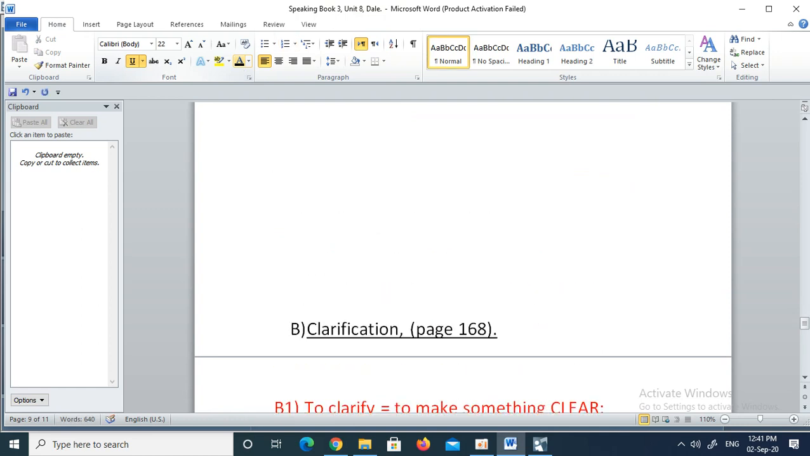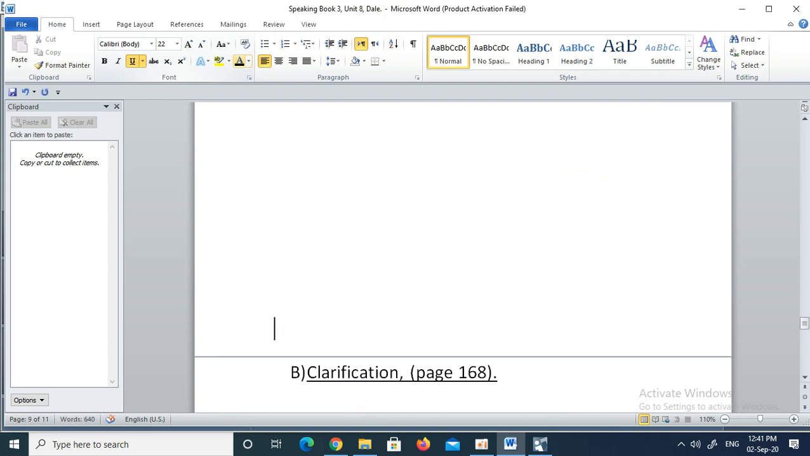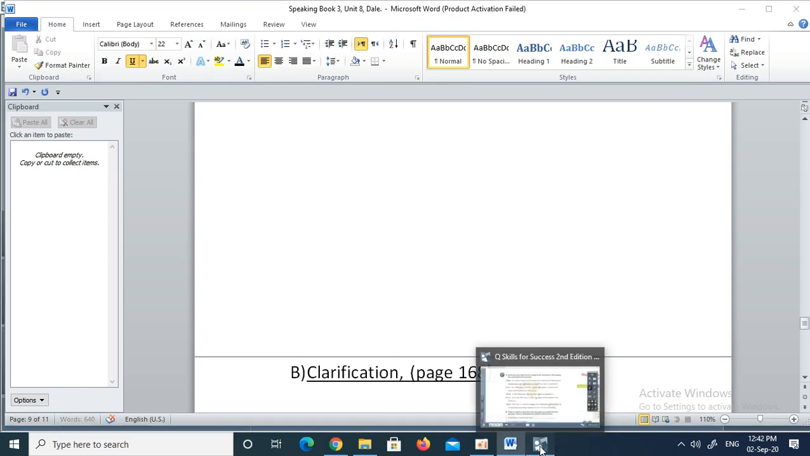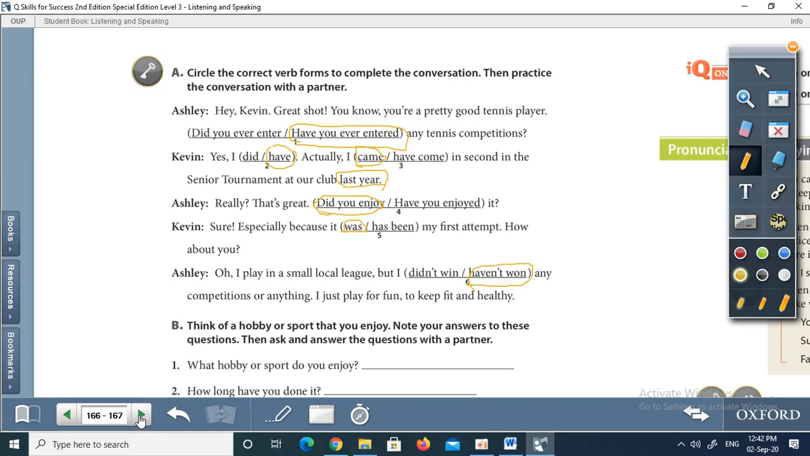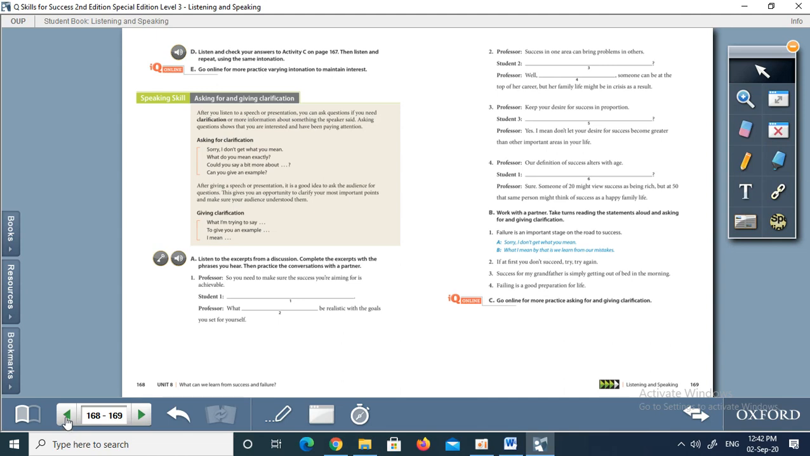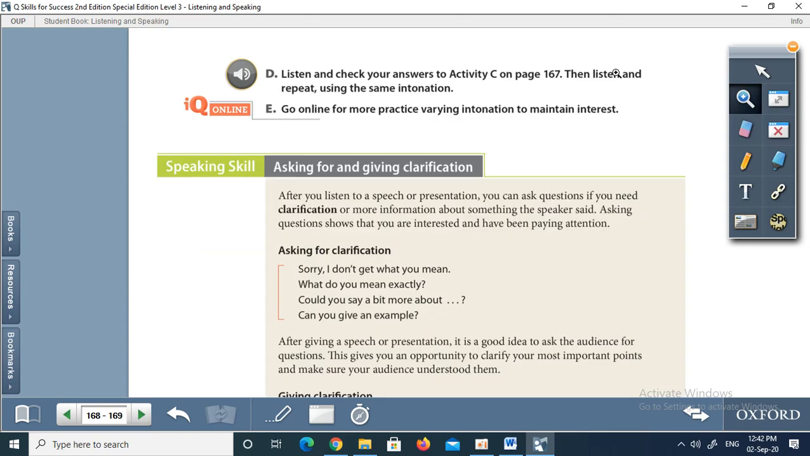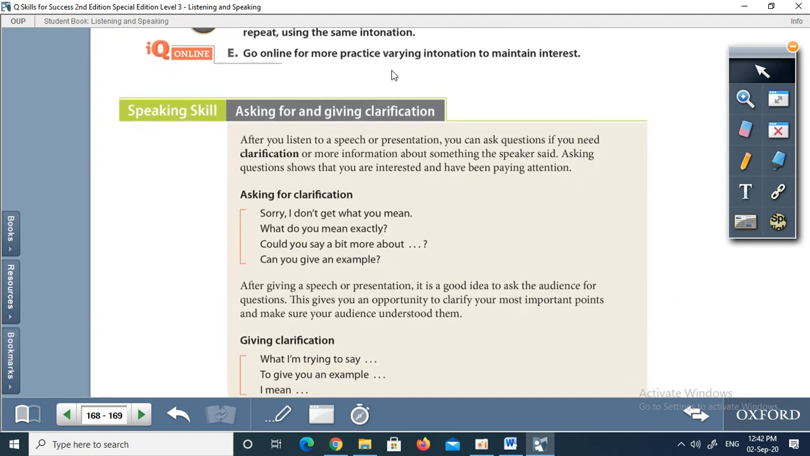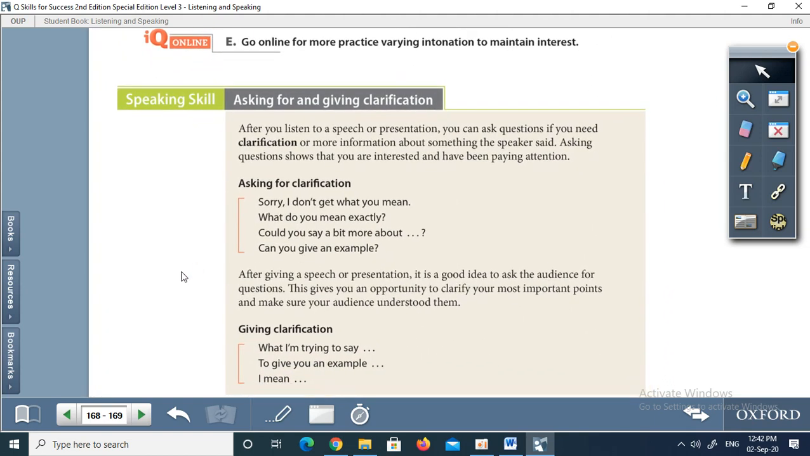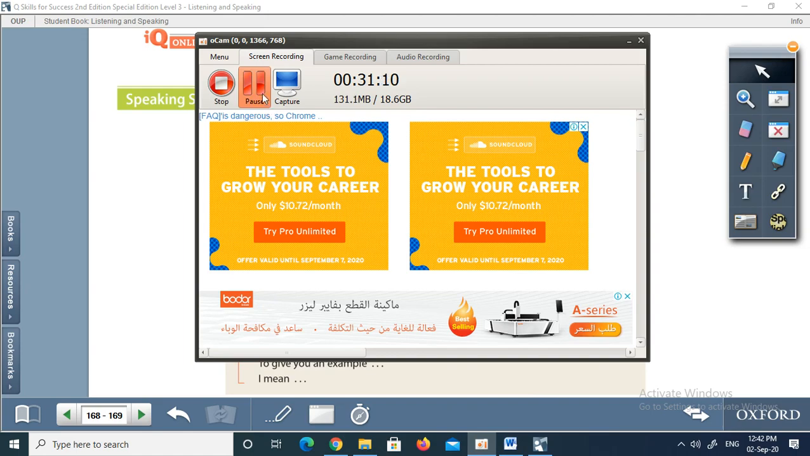Our next section today is clarification, which is on page 168. And the section that we are looking at specifically looks like that. So I do need you all to go quickly in your books to page 168.